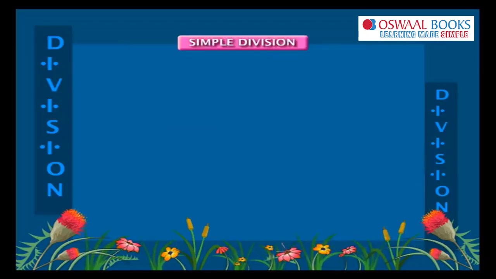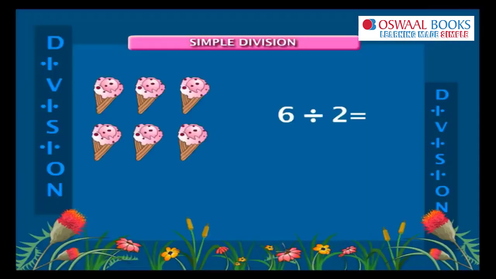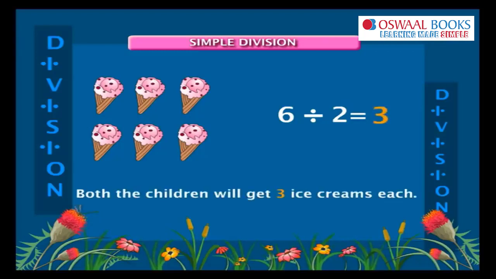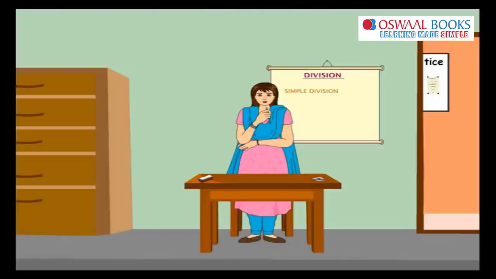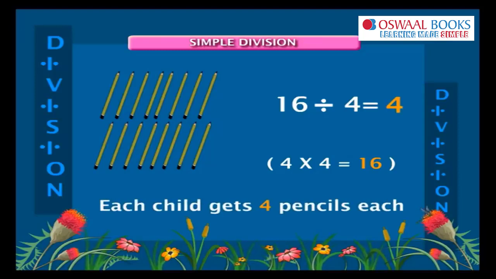Simple division. What would you do when you have to share 6 ice creams equally among 2 children? You should divide them among the 2 children. 6 divided by 2 is equal to 3. That is, both the children will get 3 ice creams each. What would you do when you have to share 16 pencils among 4 children? Divide 16 by 4. 4 goes 4 times in 16. That is, 16 divided by 4 is equal to 4. Each child gets 4 pencils each.